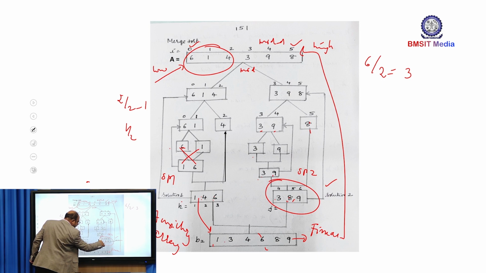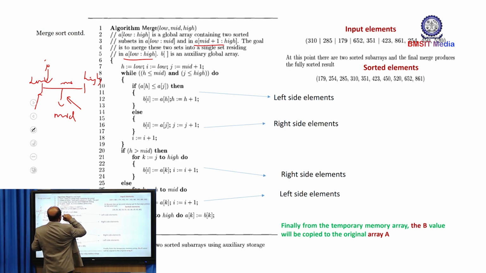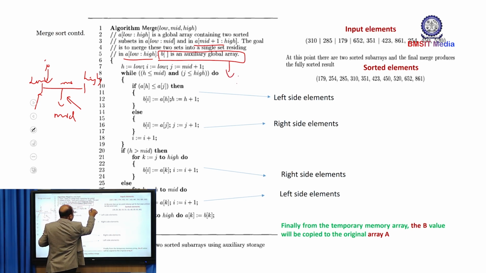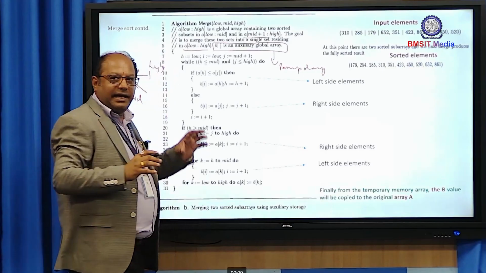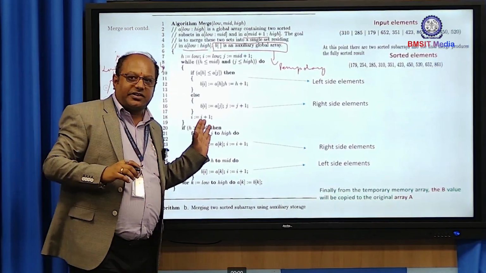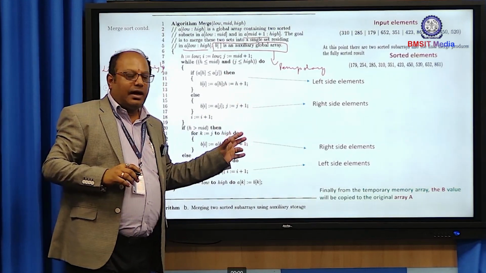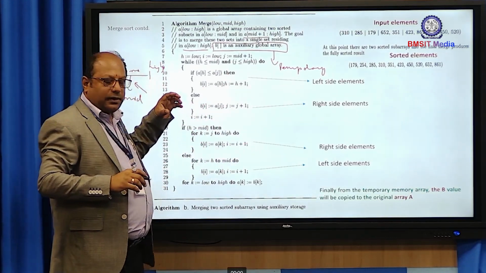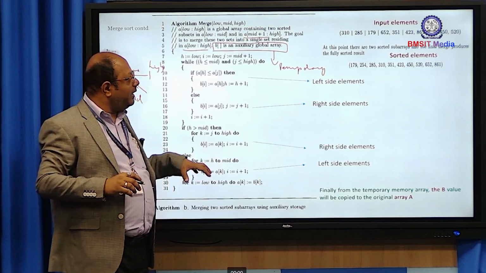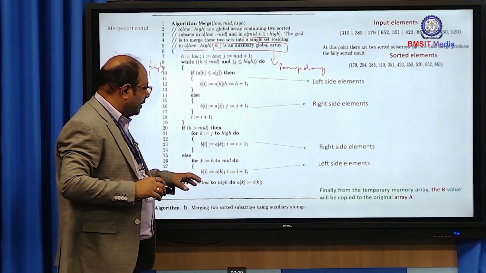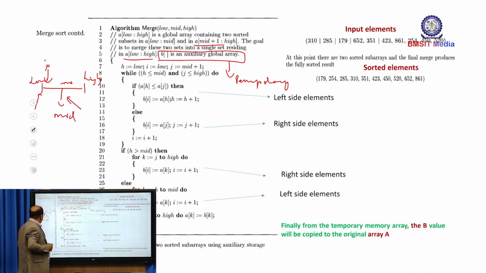Then I have to copy that element to the auxiliary global array. This is the auxiliary global array, B of something. It is nothing but a temporary kind of array, where we are going to dump the elements from both the left subproblem and right subproblem, and we are going to copy the sorted element in the global auxiliary array before copying to the main array.